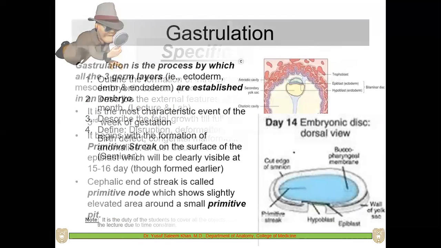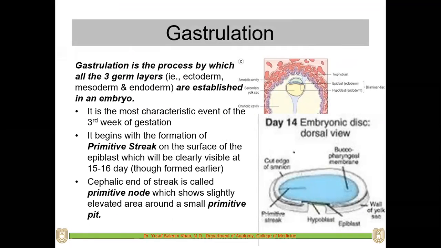So these are the objectives which we'll cover. We'll talk about gastrulation. So what exactly do you mean by gastrulation? Gastrulation is the process by which all the three germ layers are formed.